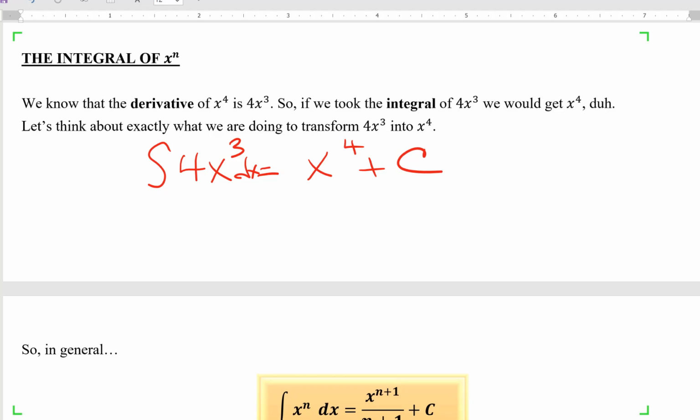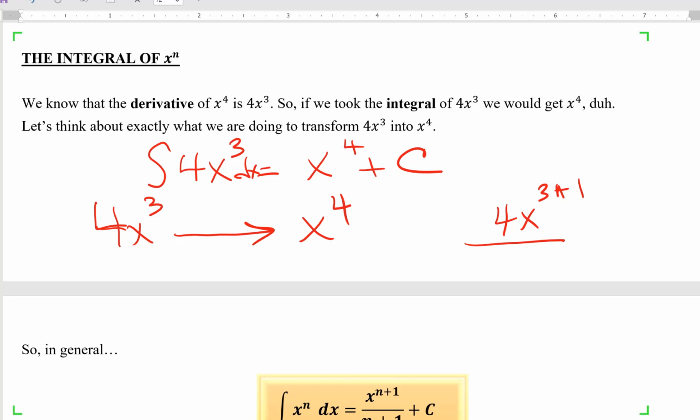All right, so if you're transforming 4x cubed into x to the fourth, what are you doing? Well, you're adding 1 to the exponent, and then you're dividing by 4. So you have 4x cubed. If you want to turn that into x to the fourth, first of all, you're going to add 1 to the exponent, and you're going to divide by 4, which is 3 plus 1. It's the exponent that we did have plus 1, and then that will give us x to the fourth.